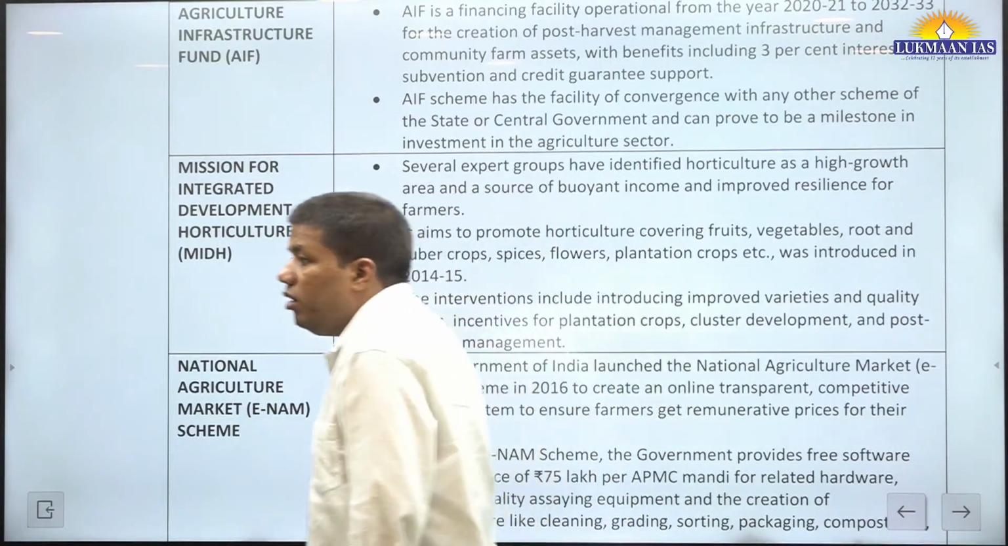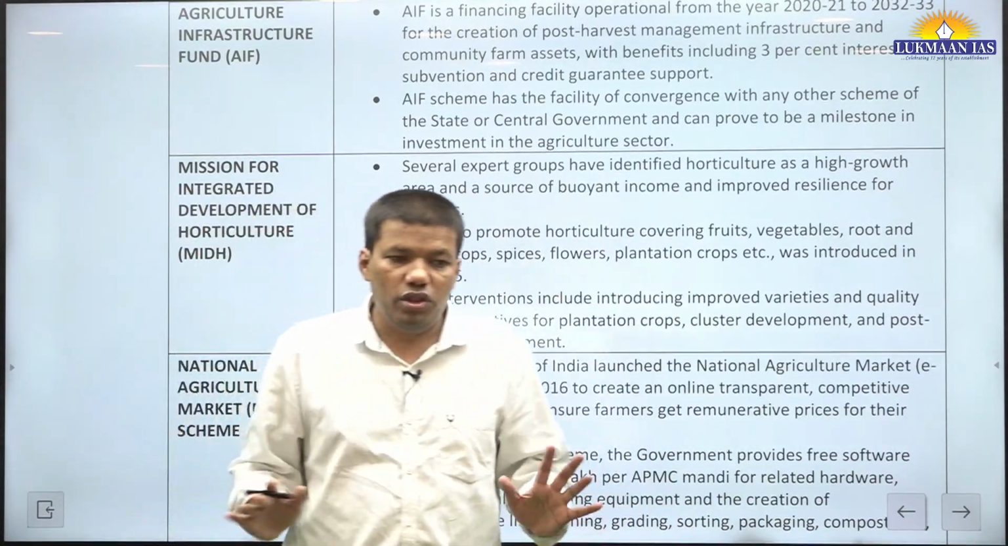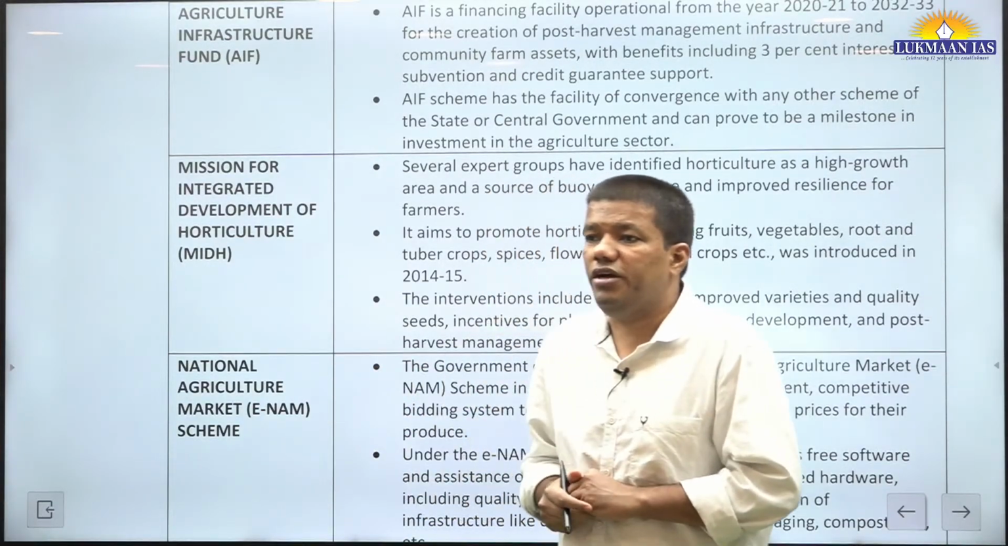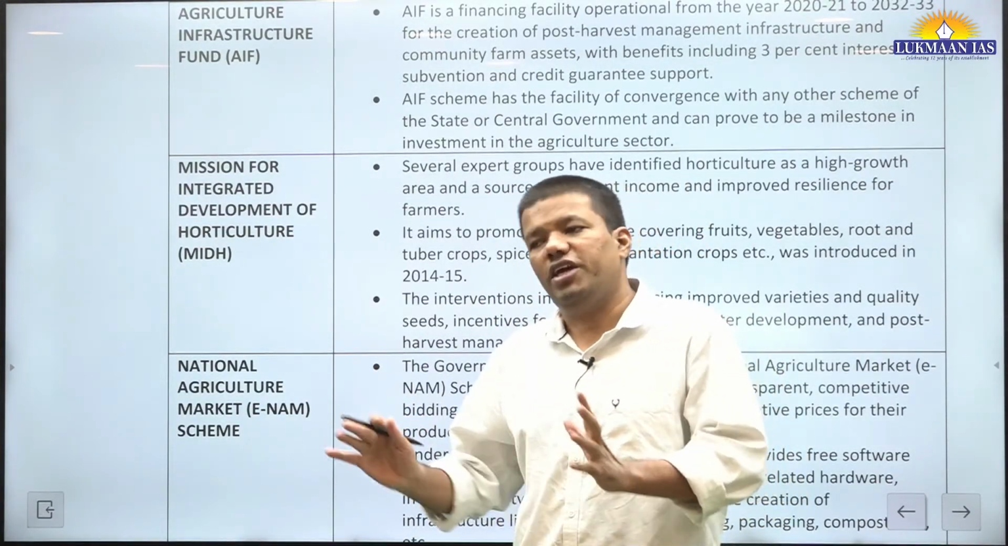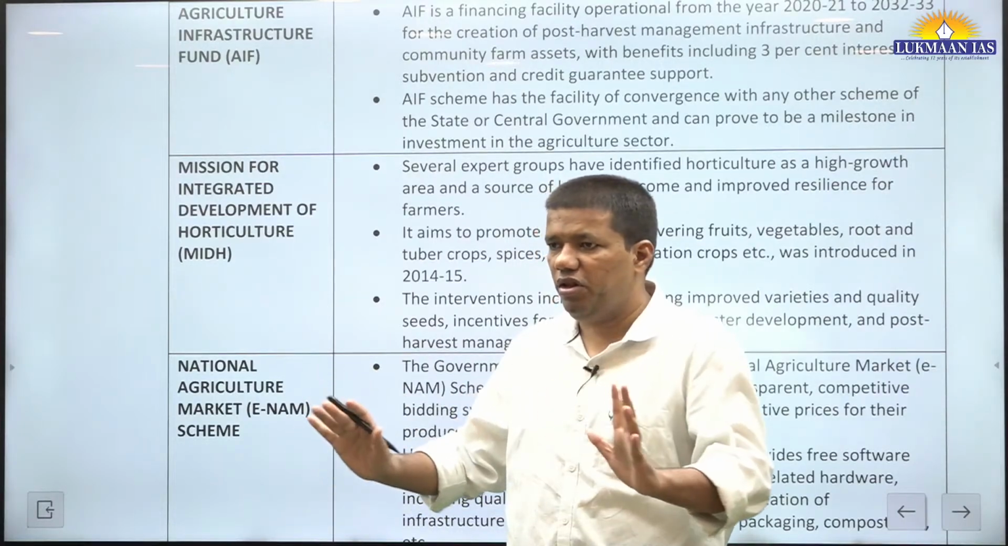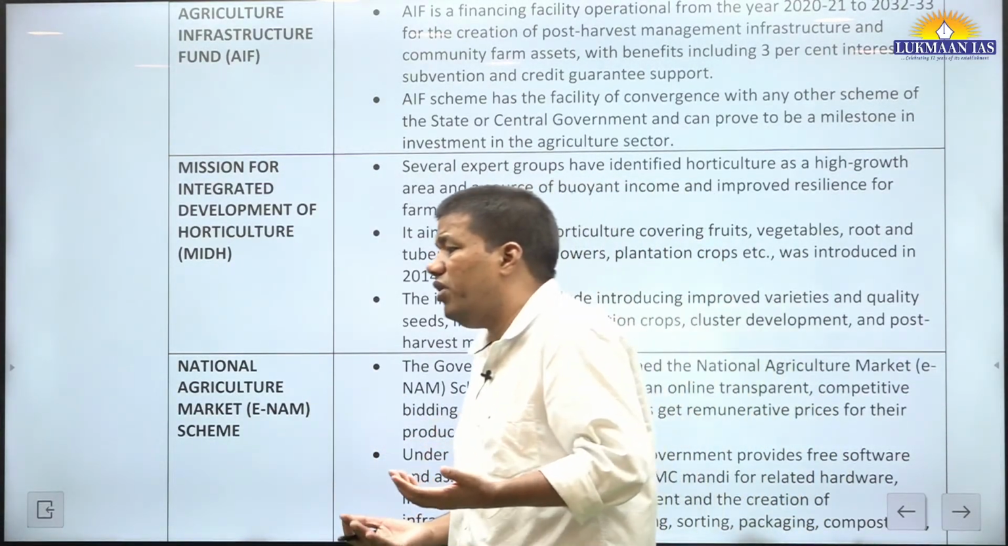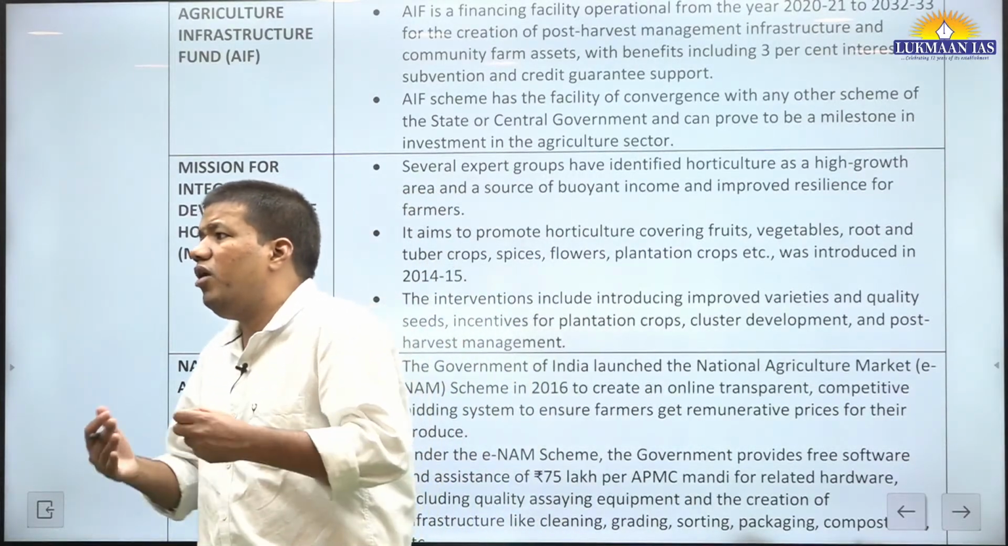Now, see, there is a horticulture mission and all that, but one idea we should keep in our mind. Why is horticulture important for India? Any idea? Horticulture includes food, but if you have to talk about the income or welfare of the farmer, why is horticulture important?